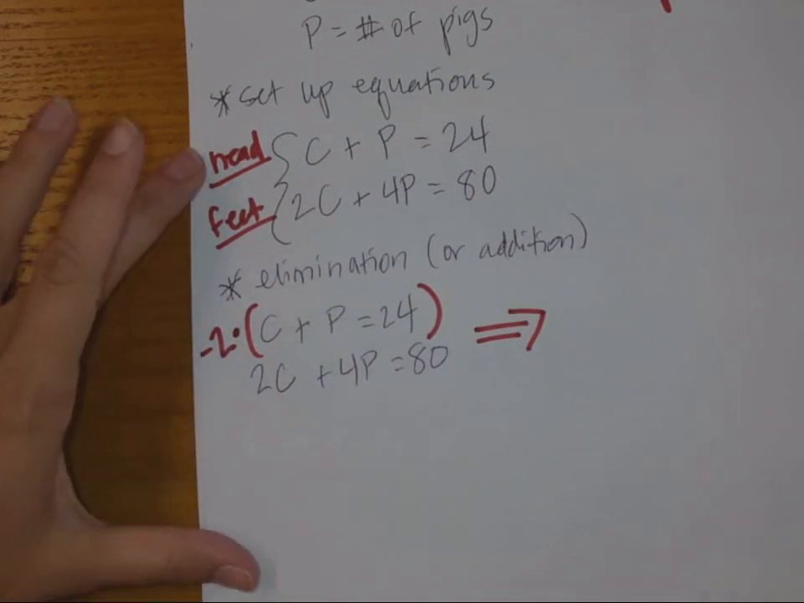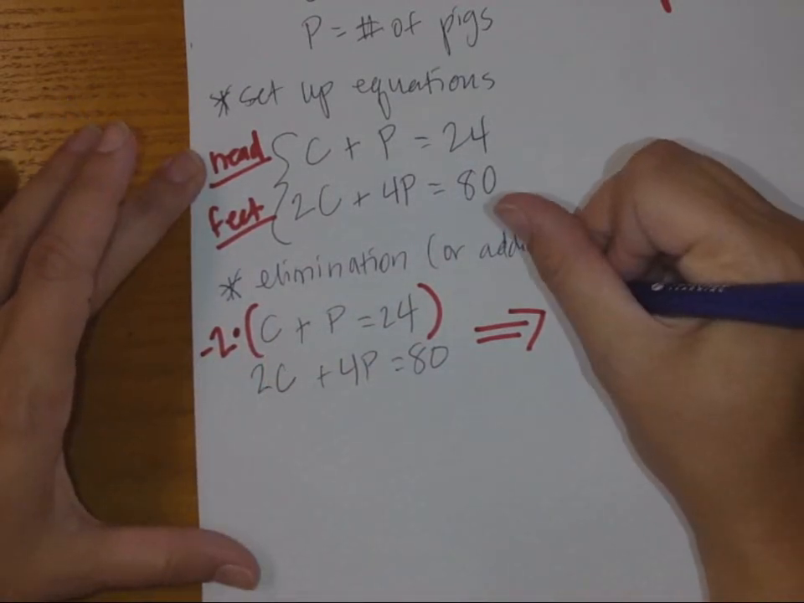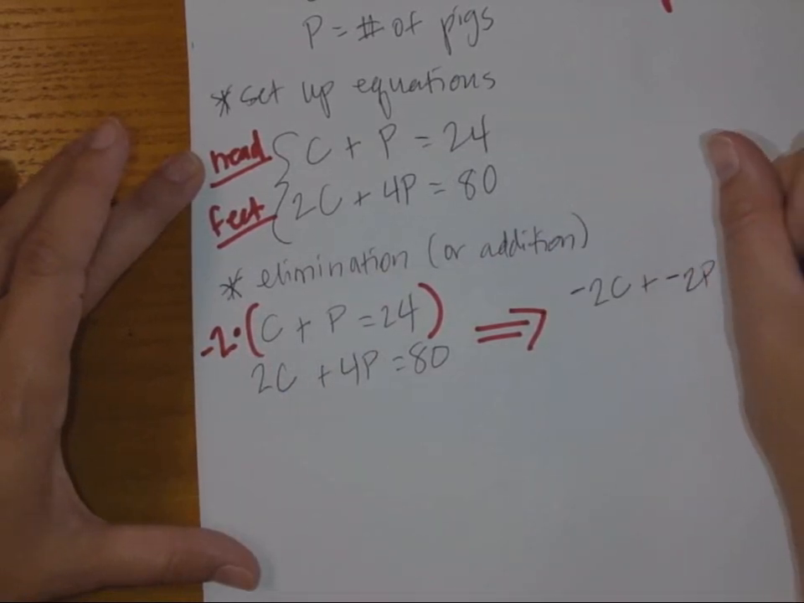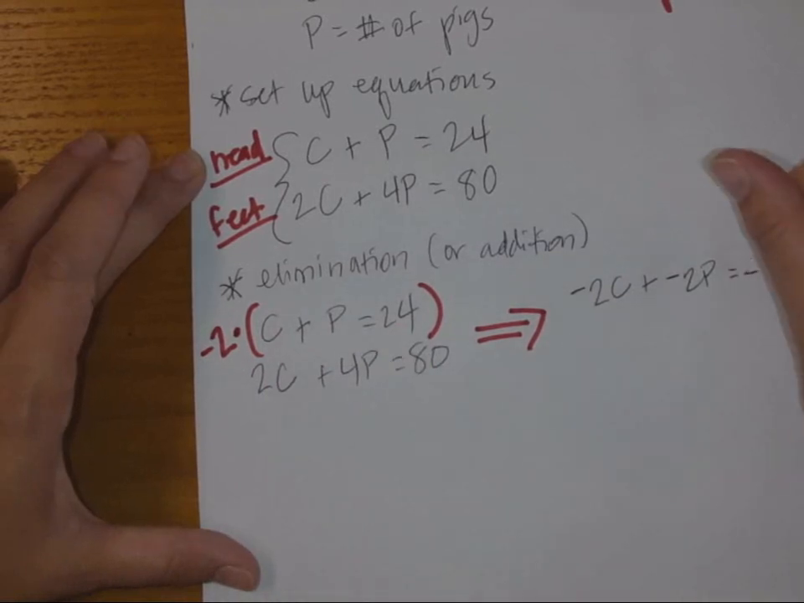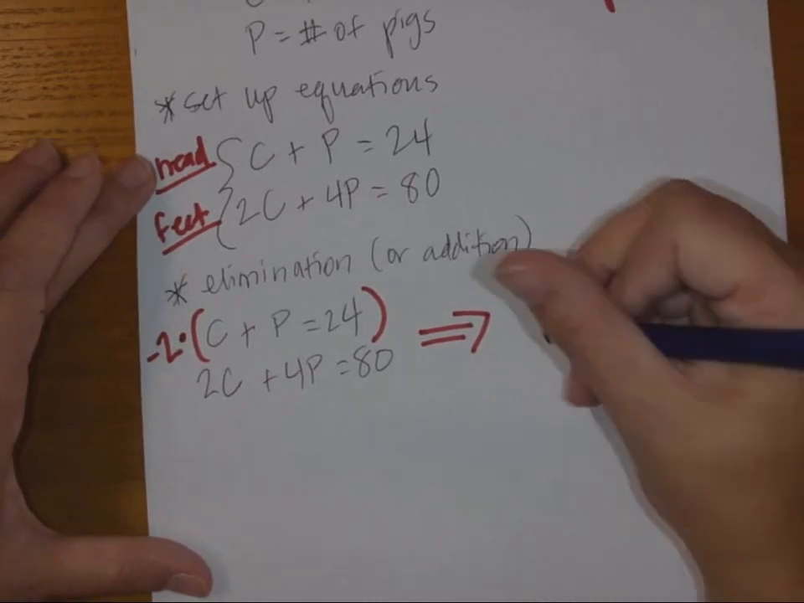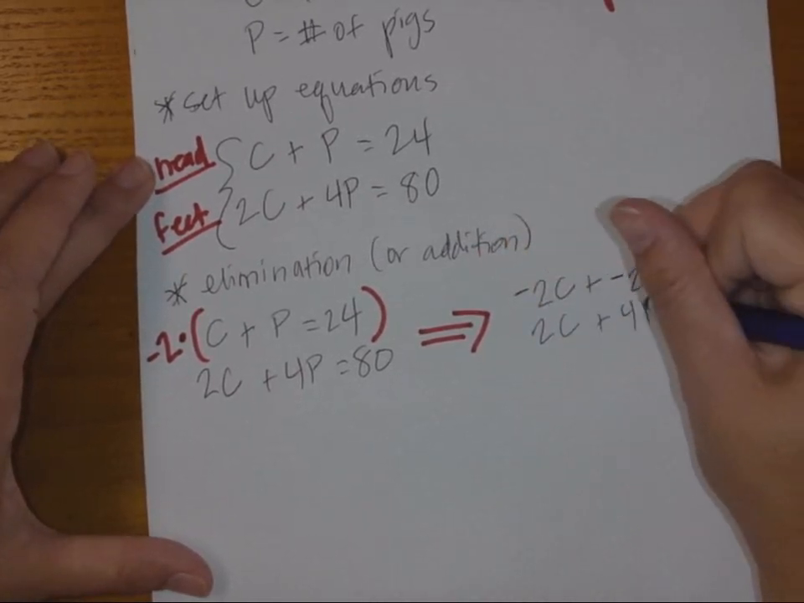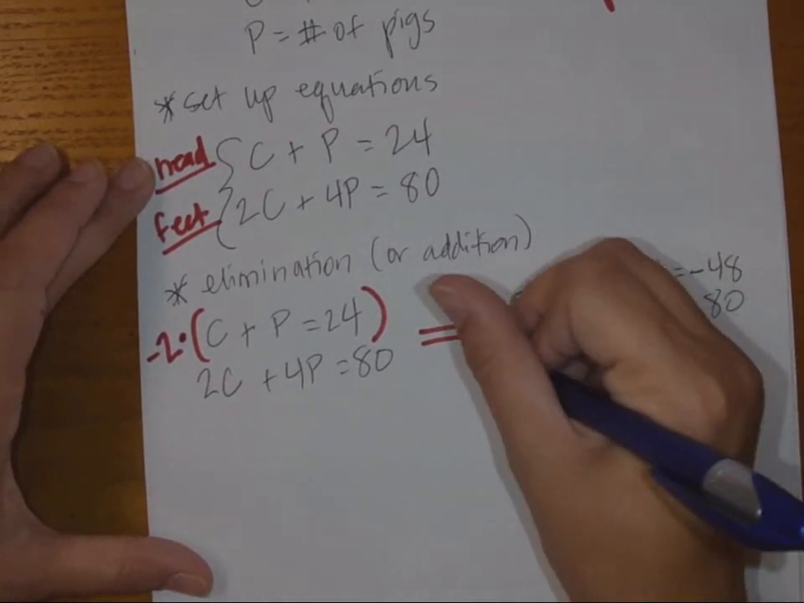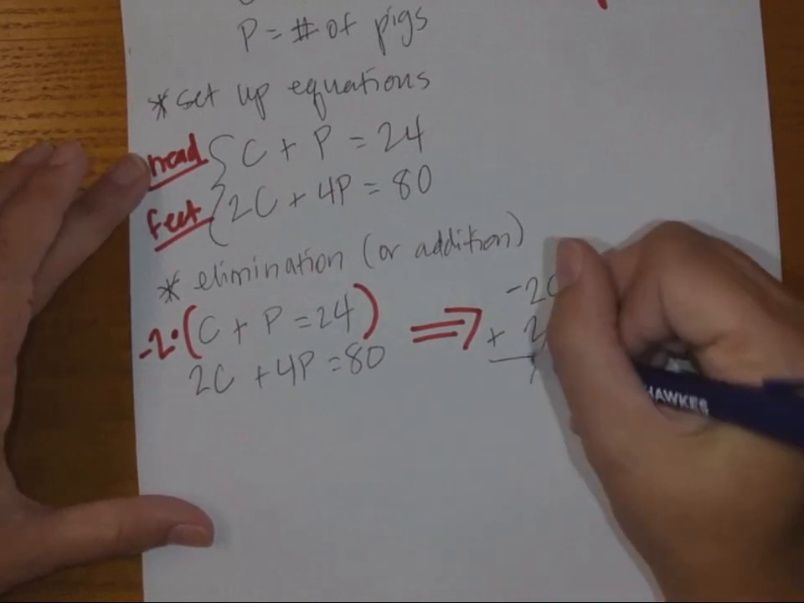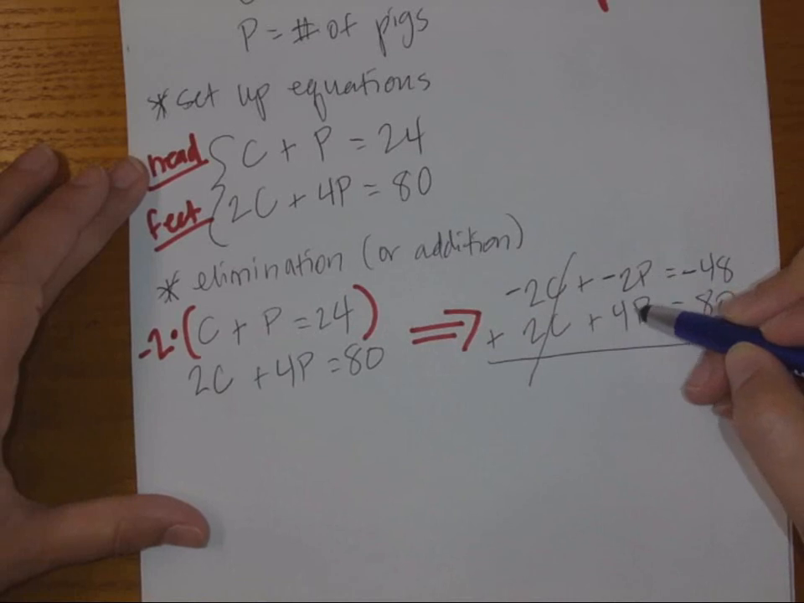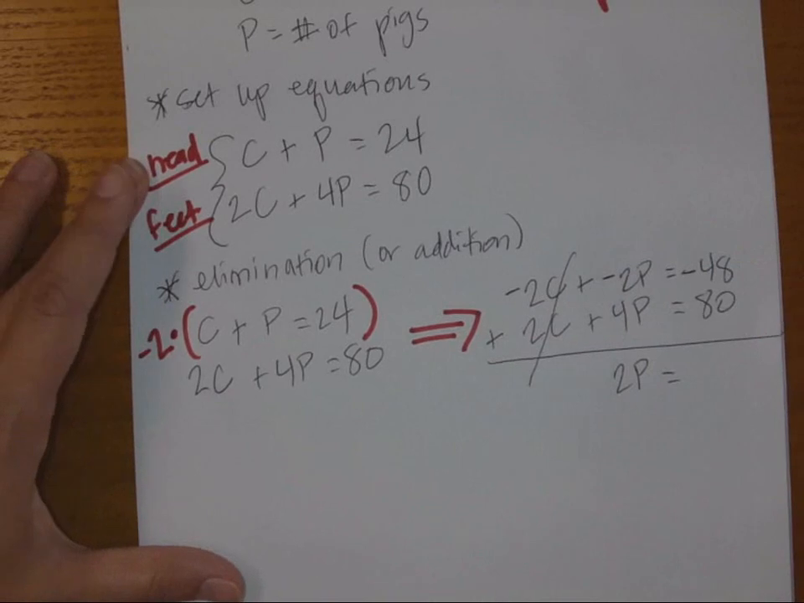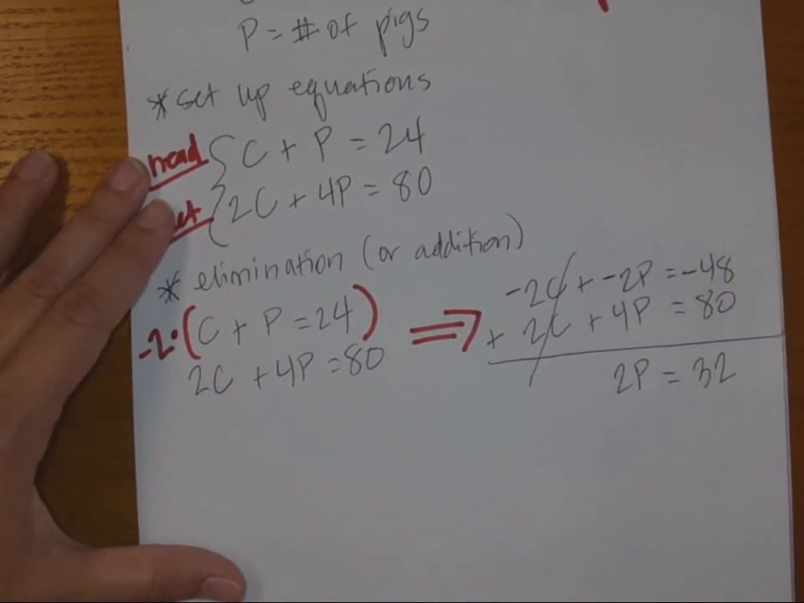So my new equation is negative 2 times C is negative 2C plus negative 2 times P is negative 2P, and negative 2 times 24 is negative 48. I'm just going to rewrite this bottom equation underneath it. So 2C plus 4P equals 80. And now I can add these equations together. Negative 2C plus positive 2C is 0C. Those eliminate. Negative 2P plus positive 4P is 2P. And negative 48 and 80 gives me 32. You can use your calculator if you needed to.